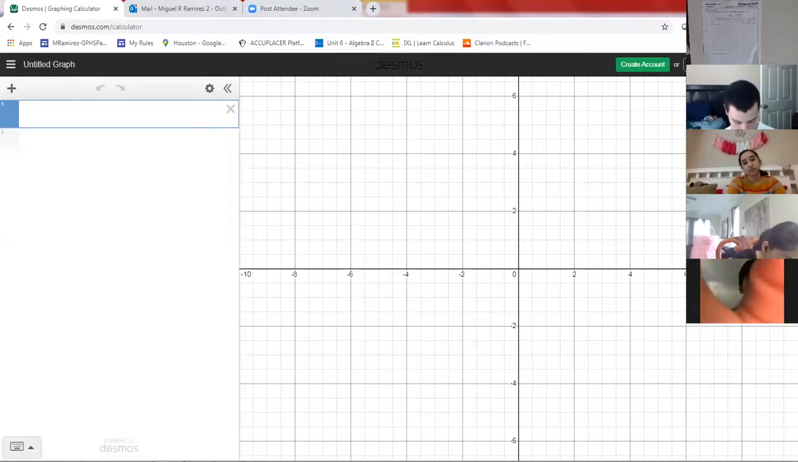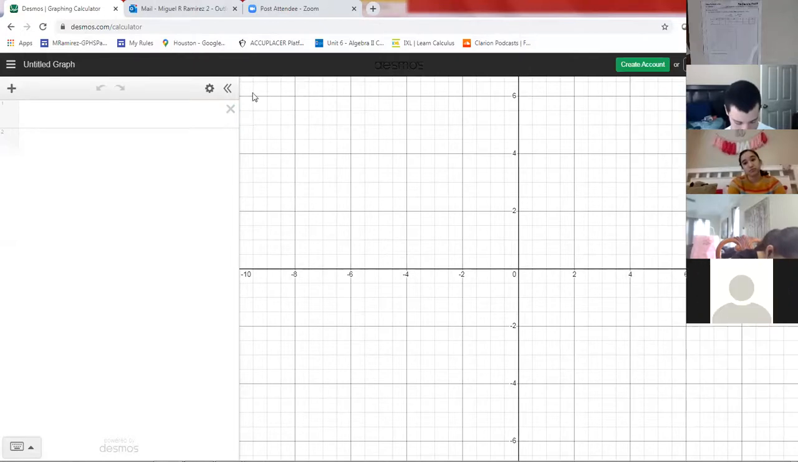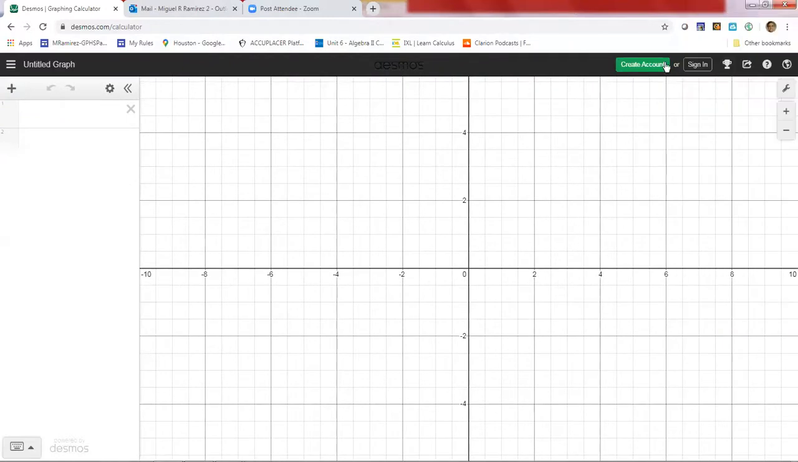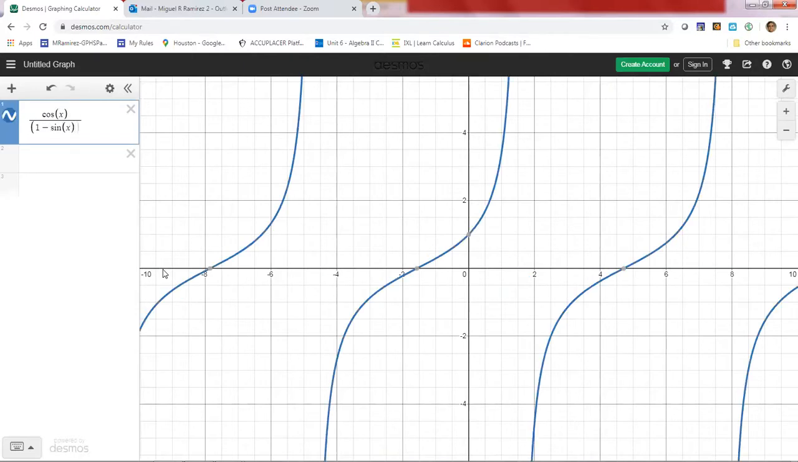Well, let's just give it like that. So I have here, let me just reduce this one a little bit. Yeah, and I'm going to add this one. So expression. So I put just cosine x, right? Divided by parentheses 1 minus sine of x. And then you press enter, and you're going to see the shape of this thing. It's like a curvy. Obviously, when this denominator is 0, you have this asymptote, okay?